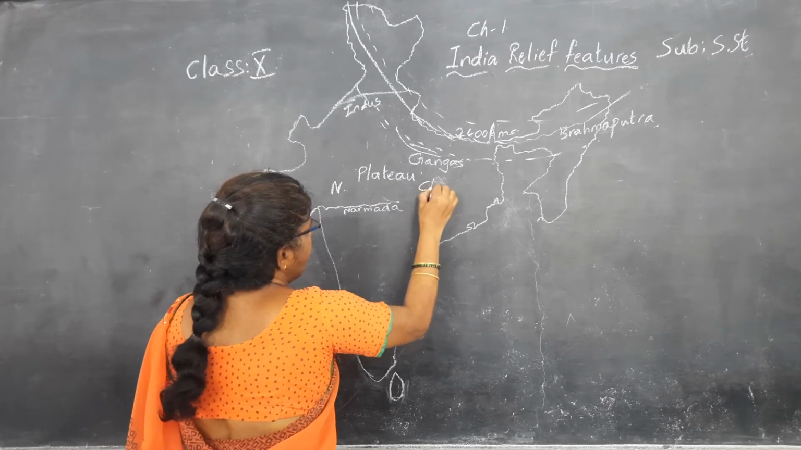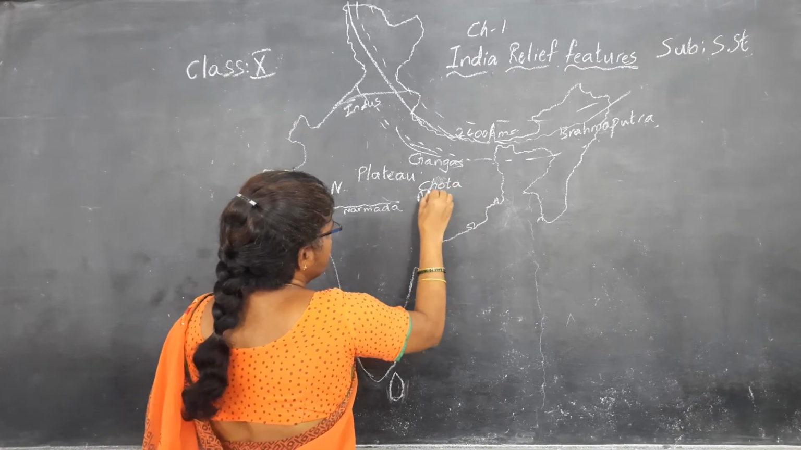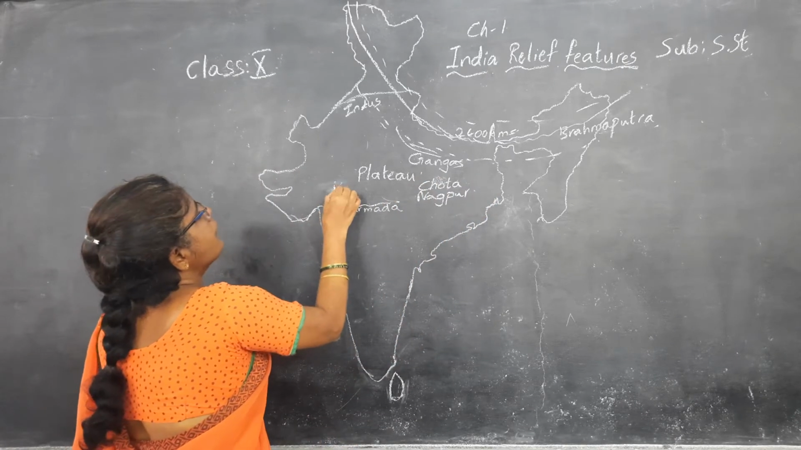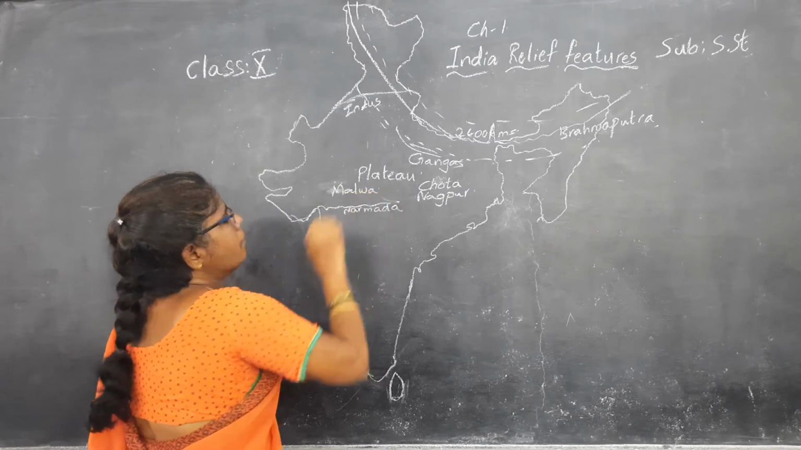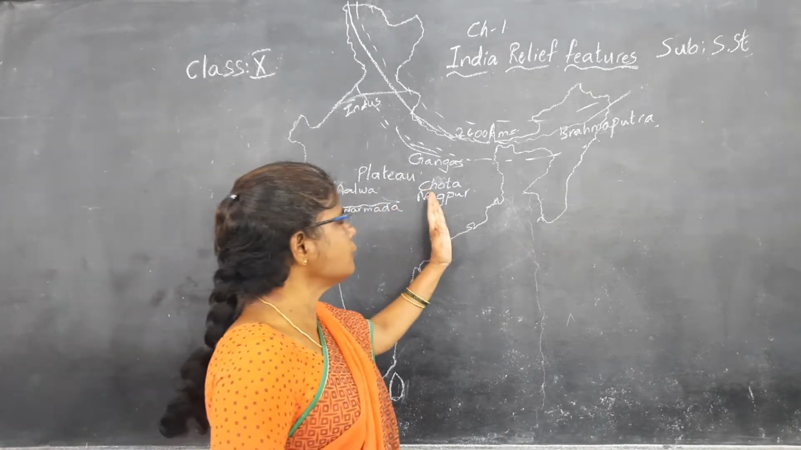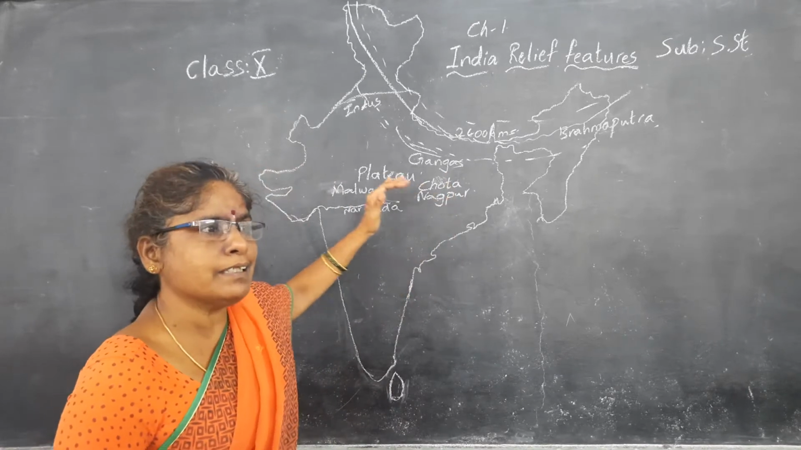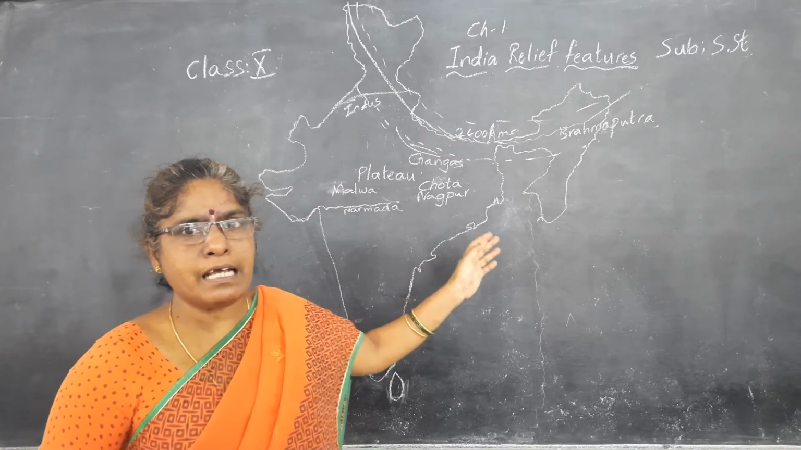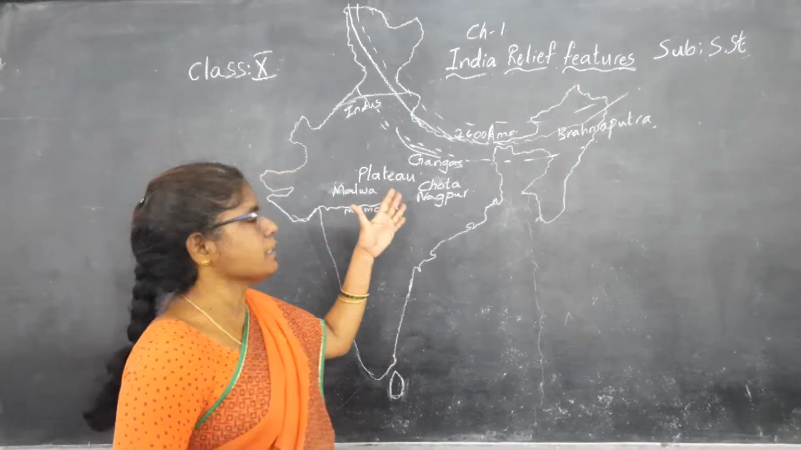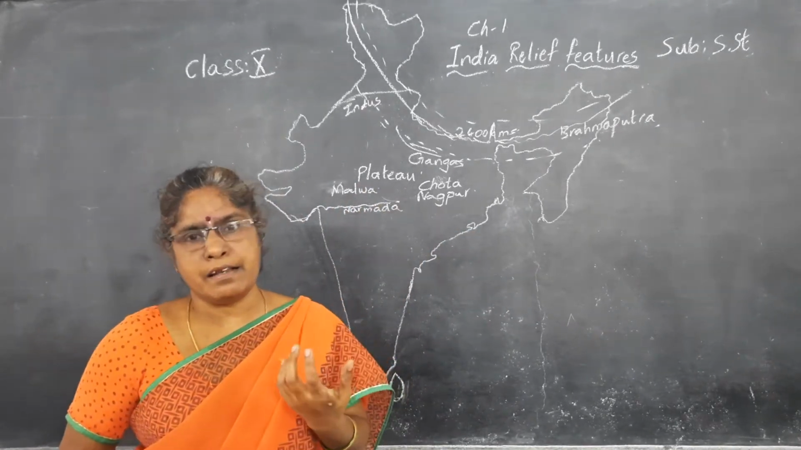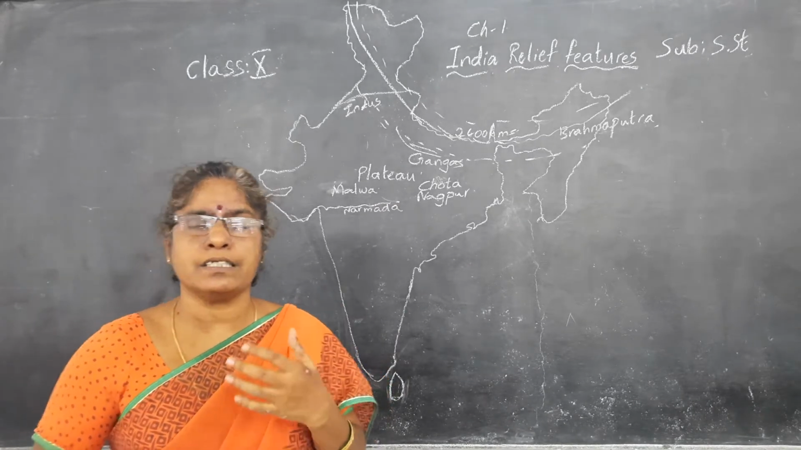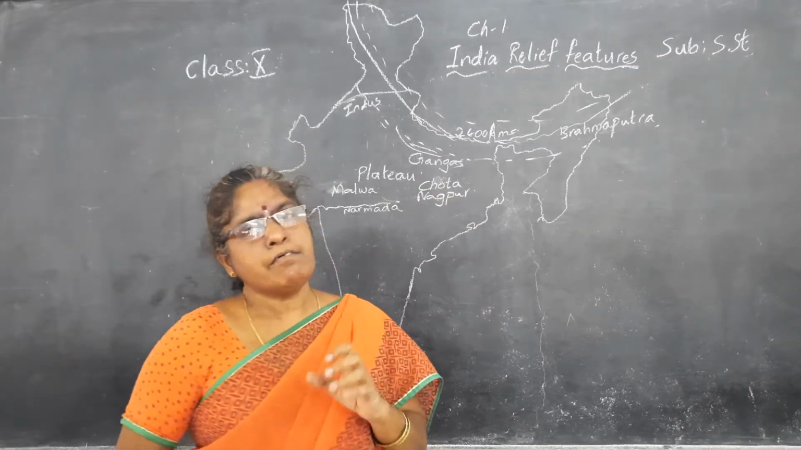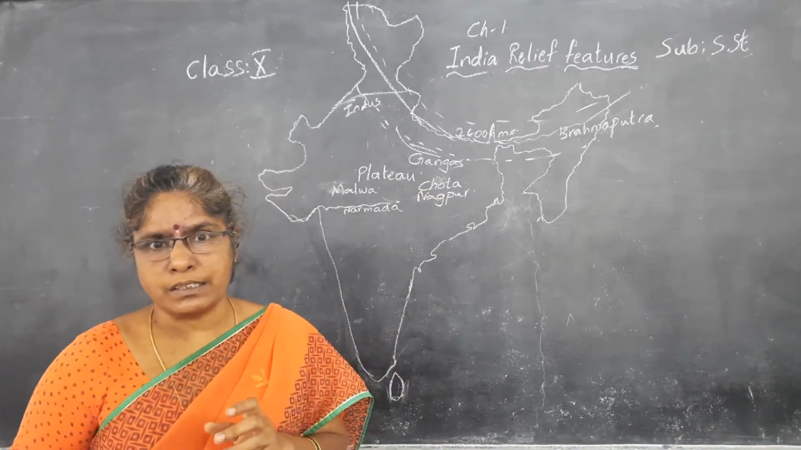The eastern side we call the Chota Nagpur plateau, and the western side we call the Malwa plateau. Among these, the plateau areas are rich with metallic and non-metallic resources. And in this, we won't observe any perennial rivers. These are all rain-fed rivers. In this, Chota Nagpur is very rich in mineral resources.